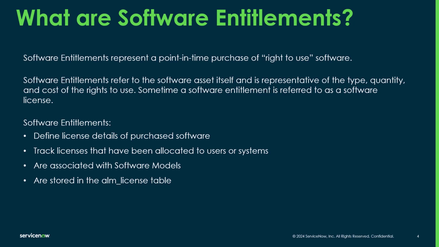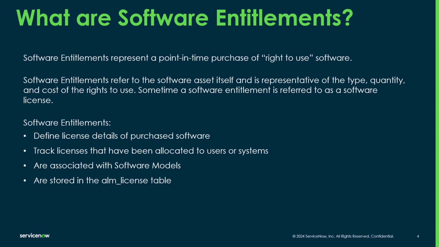So what is a software entitlement? Software entitlements represent that point-in-time purchase of a right to use the software. When you purchase an entitlement, you don't actually own the software itself. You're purchasing a right to use that software. Software entitlements refer to the asset itself, and it represents the type, the quantity, the cost, and the right to use. Software entitlements can also be referred to as software licenses in a lot of cases.